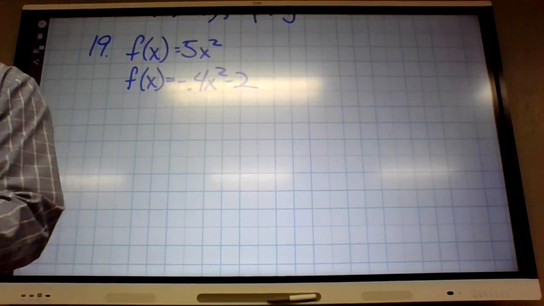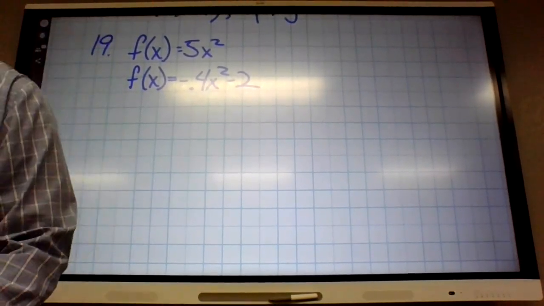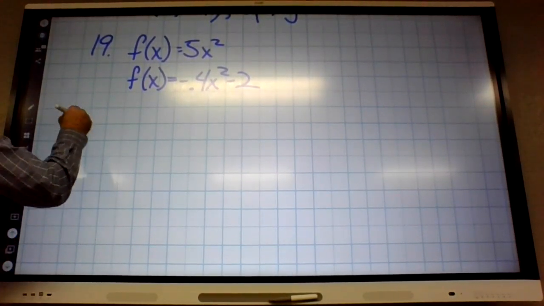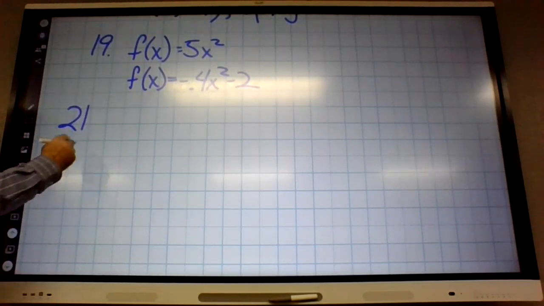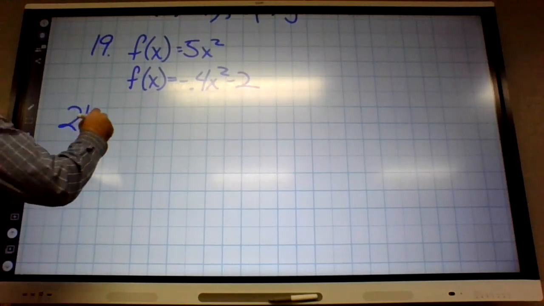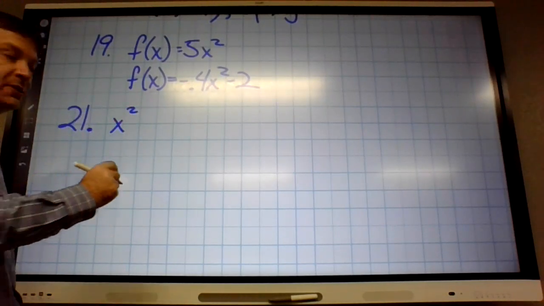Okay, so to do these last two, they're graphs. We're going to be doing a lot of graphs this week. It says basically make a table of 5 ordered pairs to help graph the parabola. I'm going to teach you guys a trick today to kind of find where the vertex is.